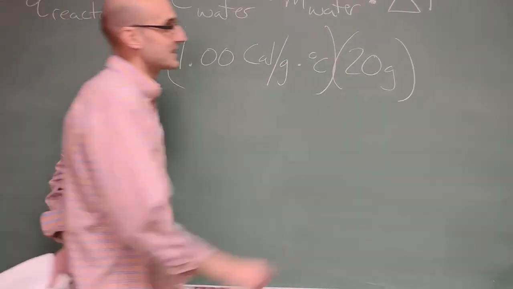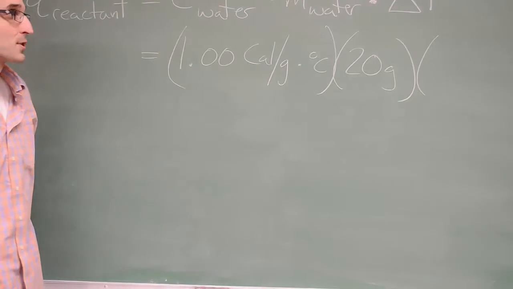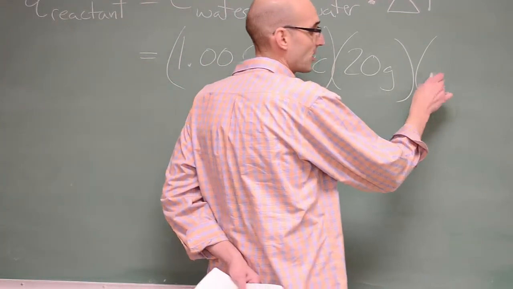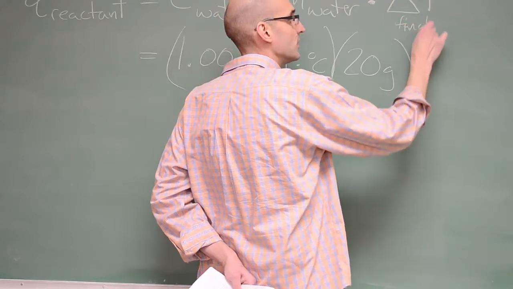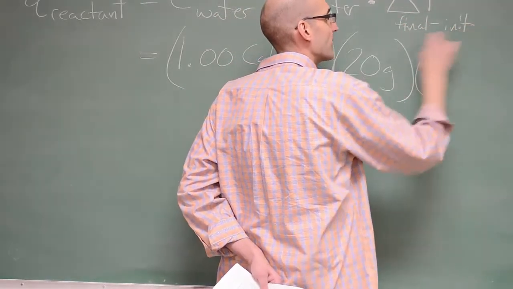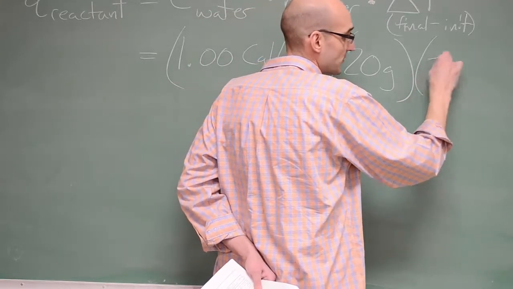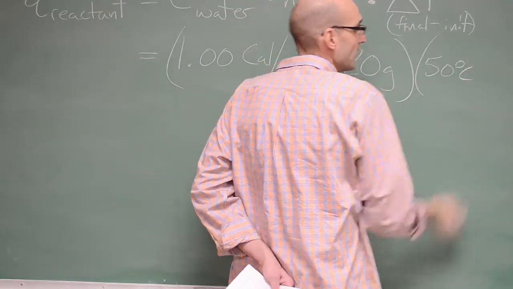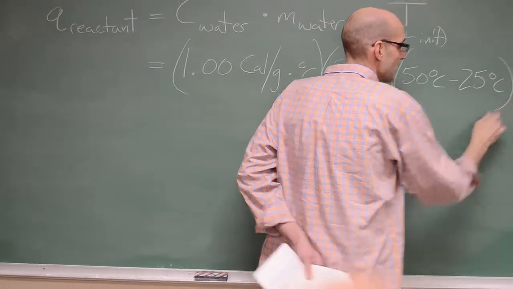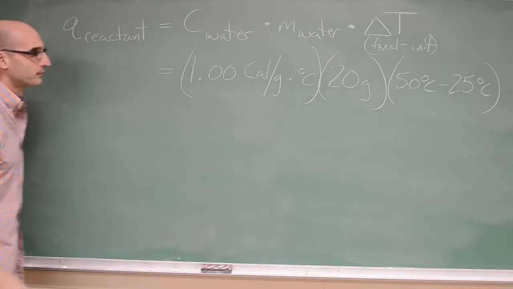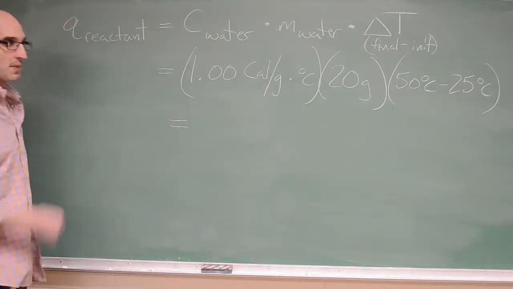And then finally, delta T. This is what you're going to obtain from your experiment, your change in temperature. Always remember, final minus initial for a delta. So our final, let's say it was 50 degrees Celsius, and our initial happened to be 25 degrees Celsius. Nice, even numbers.